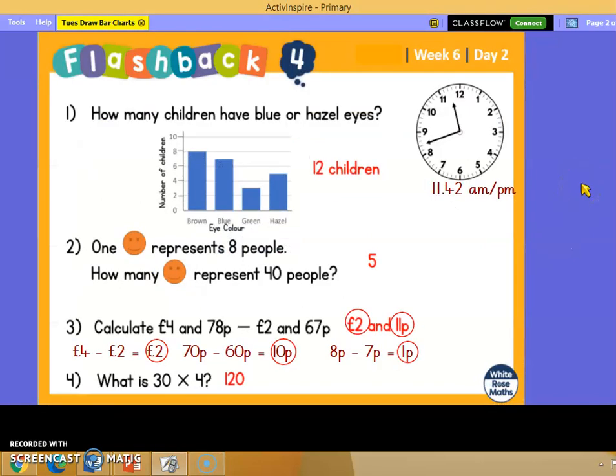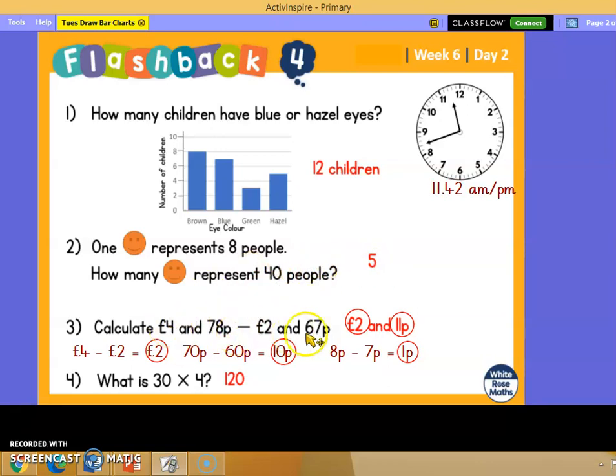Let's have a look at how you did. So, we're looking at blue eyes. Here you go, that's 7. And hazel, that's 5. Together makes 12 children. 8 times 5 makes 40, so the answer is 5 smiley faces.